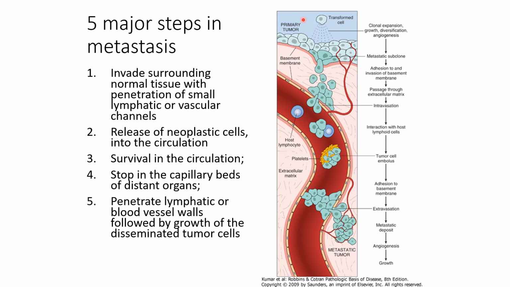So that is how a tumor metastasizes from the primary tumor into the metastatic tumor. The primary tumor is in the primary organ, and then the tumor spreads into another organ.